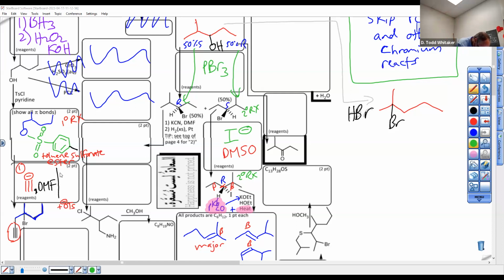Step 2, I'm going to use Br2 and heat. What's that going to do on the tertiary carbon? Tertiary carbons make nice radicals. That's a chapter 7 reaction. I know it's a review reaction.